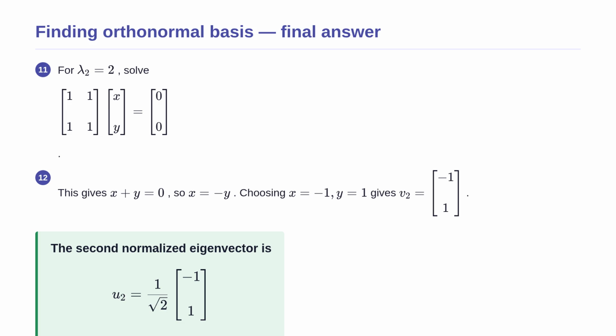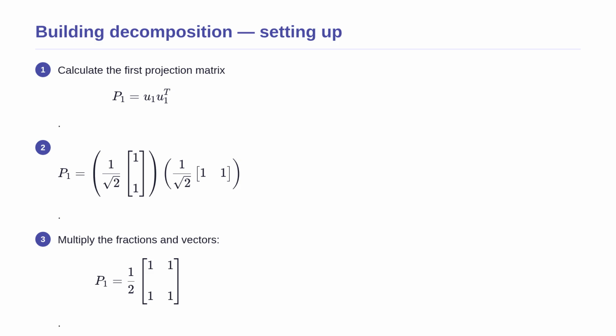We repeat the exact same process for the second eigenvalue, 2. Subtracting 2 from the diagonal gives a matrix of all 1s. This translates to x plus y equals 0 or x equals negative y. Choosing the simplest values gives us negative 1 and 1. We normalize this vector by dividing by its length, which is again the square root of 2. This gives us our final answer for the orthonormal basis. Notice that if you take the dot product of u1 and u2, you get 0, perfectly confirming the orthogonality we proved earlier.